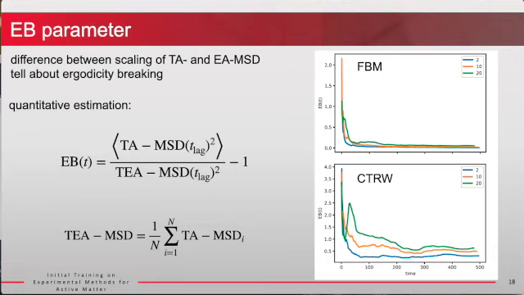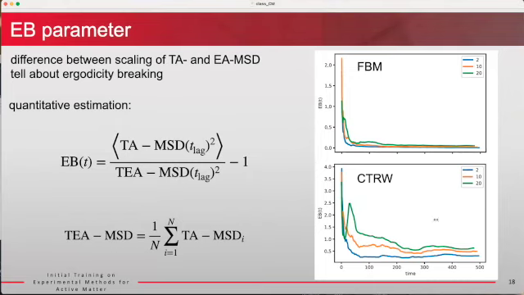And we calculate this quantity for three different time lags, in this case 2, 10, and 20, for trajectories that are 500 time steps. And we see that, as expected, for the fractional Brownian motion, which is ergodic, we see a convergence to zero of the ergodicity breaking parameter, which is faster for short time lags and slower for longer time lags. But in the case of the continuous time random walk, we see that this parameter does not converge to zero, at least in this range.